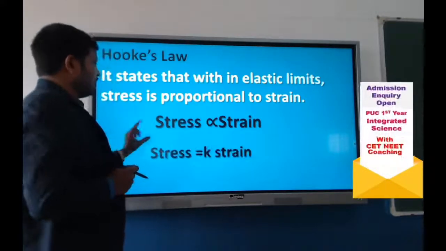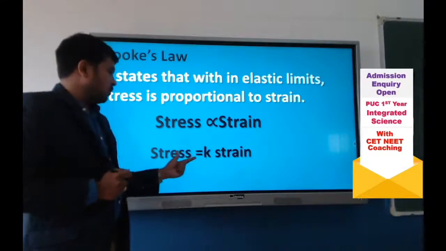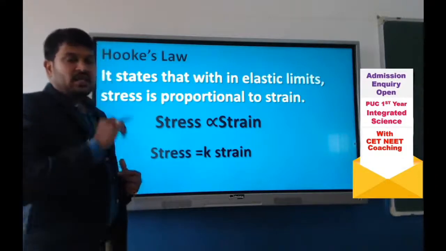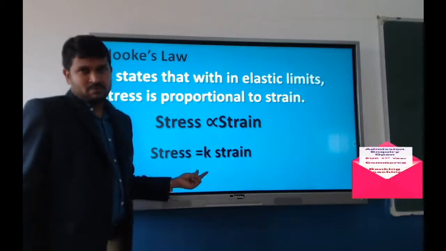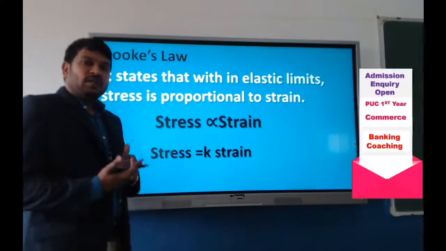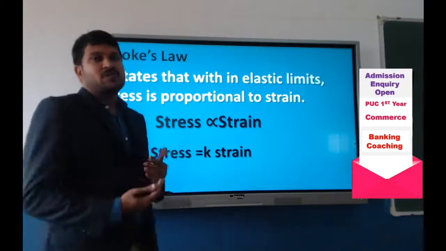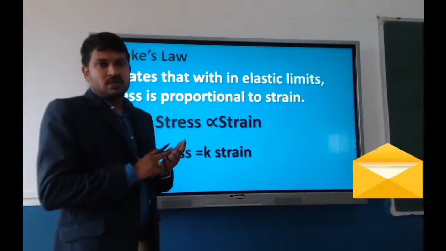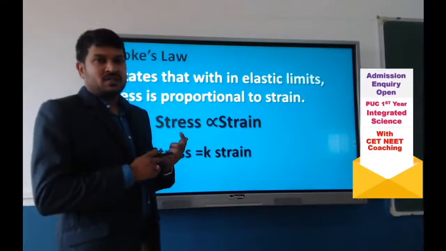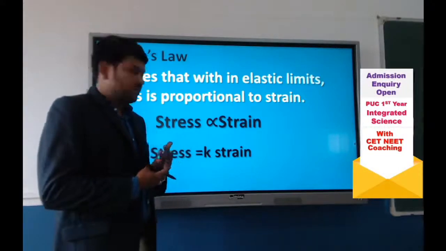Now this proportionality constant is denoted by K. That K is nothing but the modulus of elasticity. We are studying different moduli: Young's modulus, bulk modulus, and shear modulus. These are the different moduli that first PUC students will study in class.